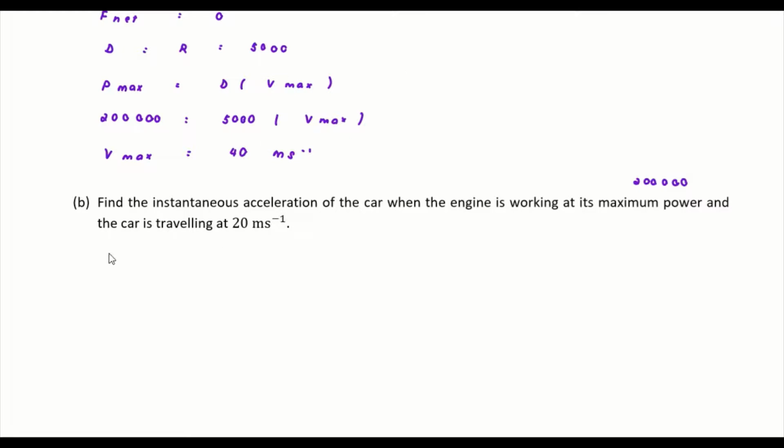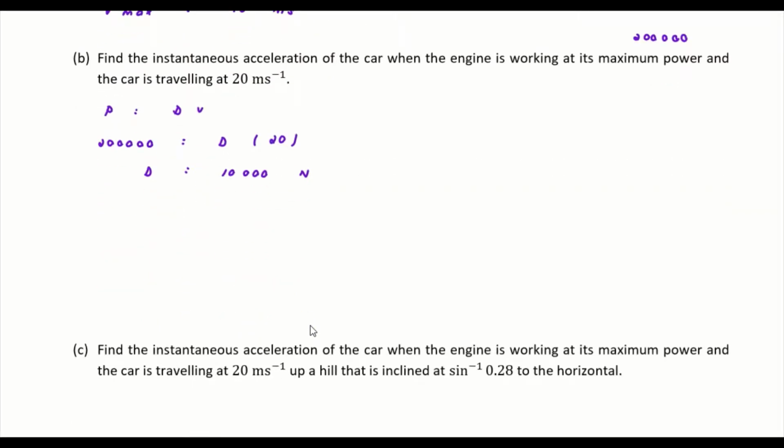Okay, so in this case, same thing, we can use power is equal to Fv, because we are getting the driving force at that instant. Then we are going to find the acceleration by using F equals ma. So the power is 200,000, equal to the driving force at that part, times the velocity, which is 20. By dividing, we get the driving force is equal to 10,000 Newton at that part.